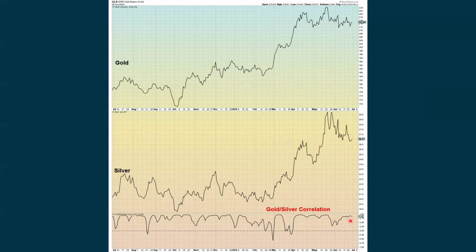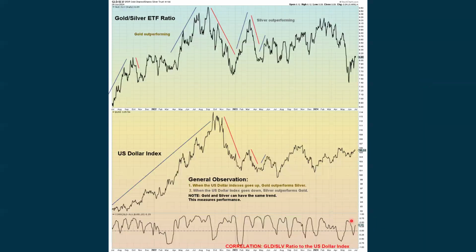And that just means that they're tending to go in the same direction at the same time, which makes logical sense. But here we can show it actually by looking at a chart. Then I do a gold to silver ratio on top. When this is going up, that means gold's outperforming. When this is going down, that means silver's outperforming. And then we plot the US dollar index in the middle.